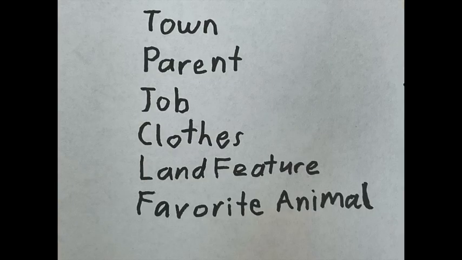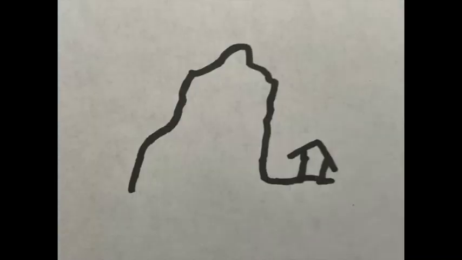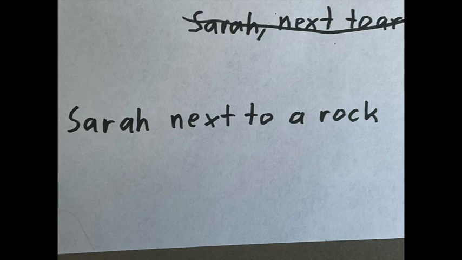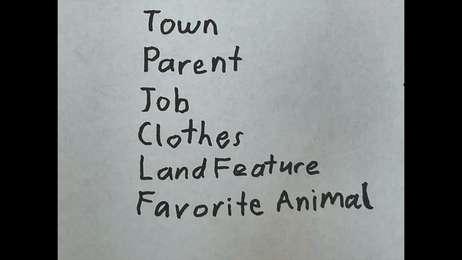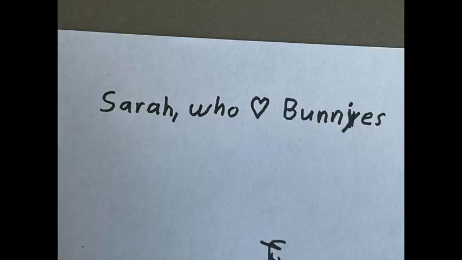Last names can come from a land feature somebody lives by. Let's say Sarah lives next to a big rock. Her last name might be Boulder, Big Rock, Rock, Stone, Big Stone, etc. Last names can even come from somebody's favorite animal. For an example, Sarah who loves bunnies, or Sarah Bunny.